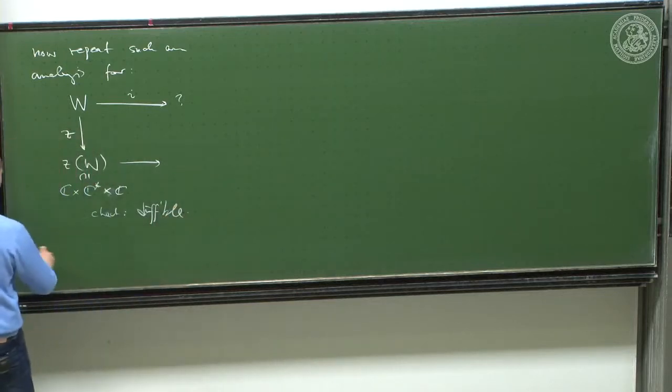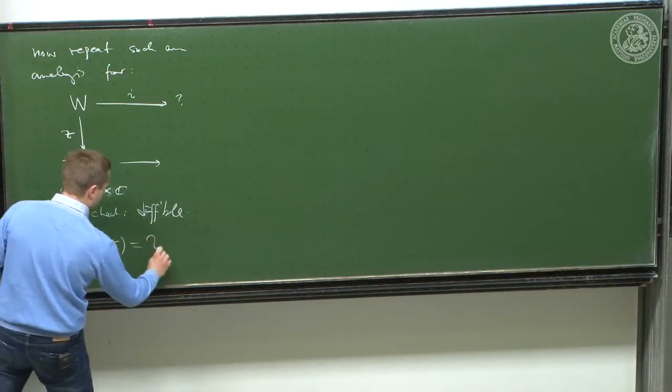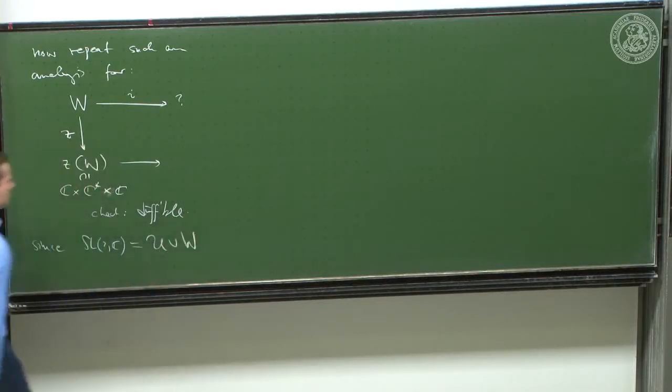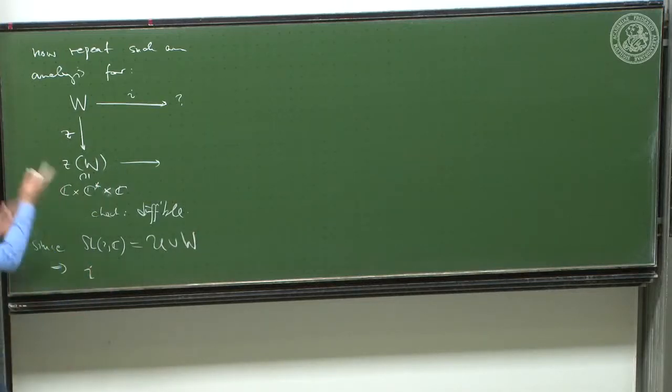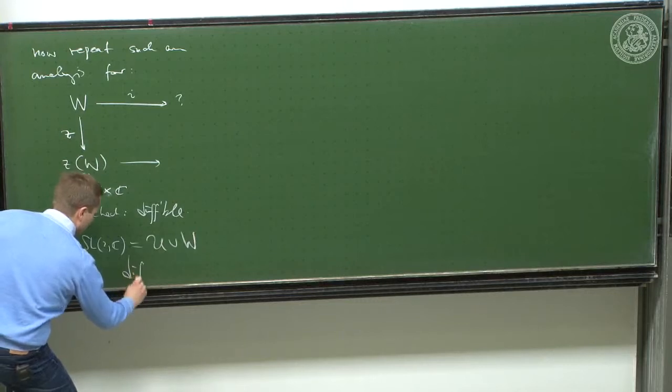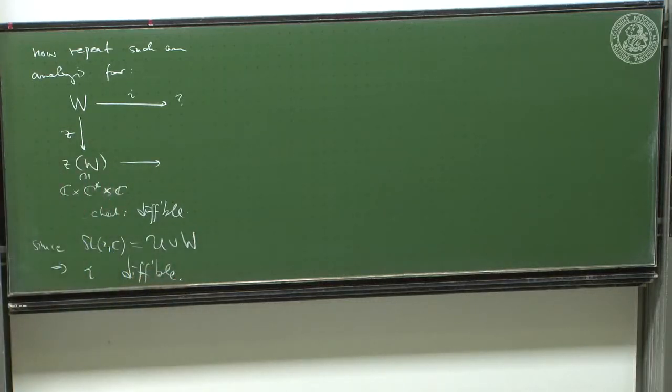And only now, since SL2 C is covered by U and W together, we can then conclude that the map I up there is differentiable. Now we have to do this for a system of charts that cover and come from a differentiable atlas.